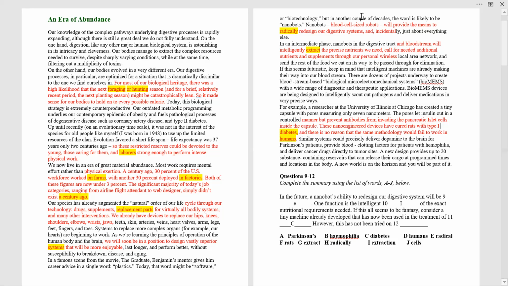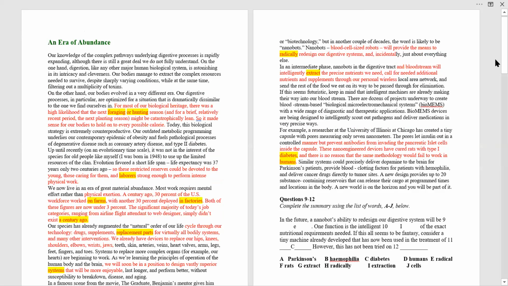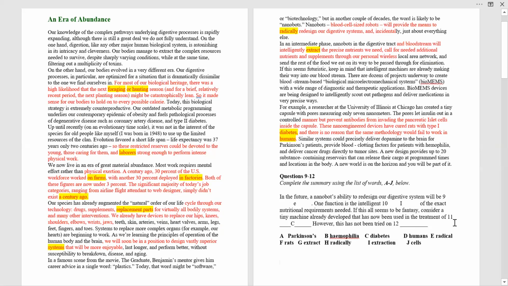Okay, so this one passage has been done, and you see here that these are the ways we have found the answer. And obviously, if I'm writing human, I'll be writing D here. So E, I, C, D will be my answer.